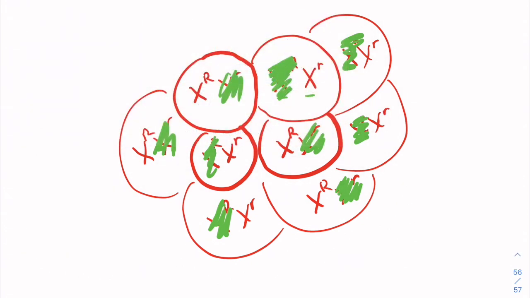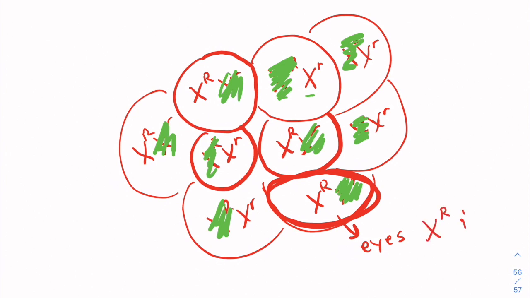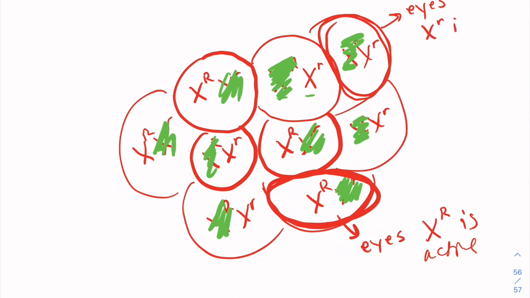Okay, well, let's say that this cell here goes on to develop to be the rods and cones in the eyes. The X chromosome with the dominant allele is active, so this person would not have any red-green color blindness. But what if this cell here is the one that goes on to form rods and cones in the eyes that allow you to see color? The recessive allele is active, and this person could possibly be red-green colorblind.